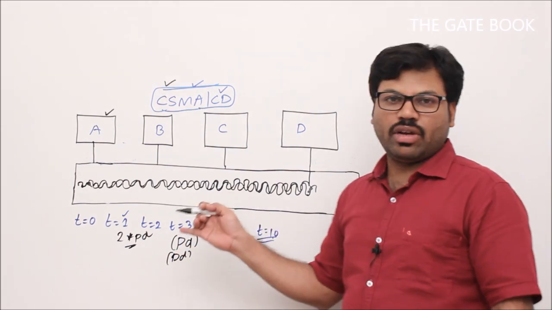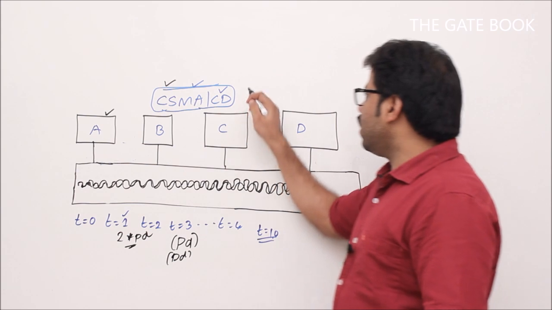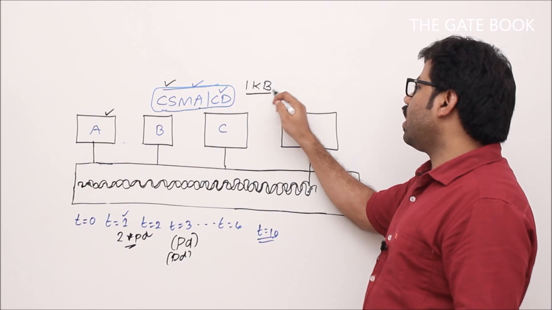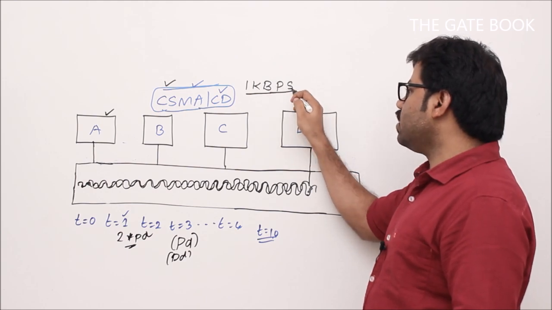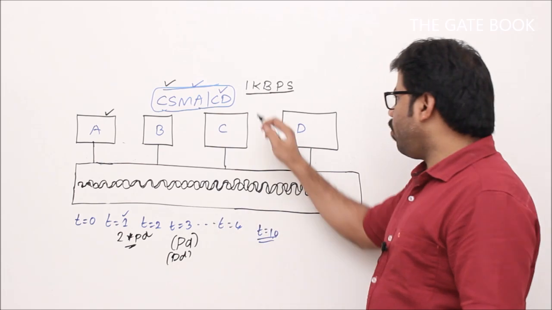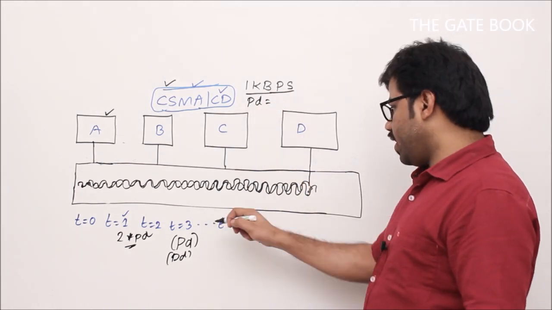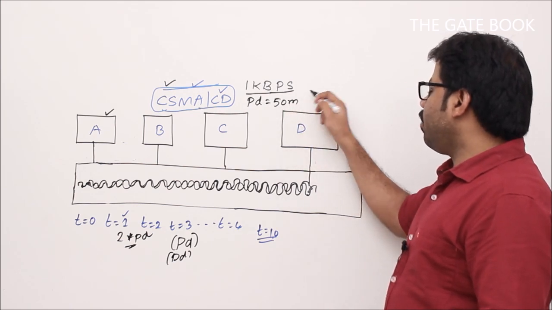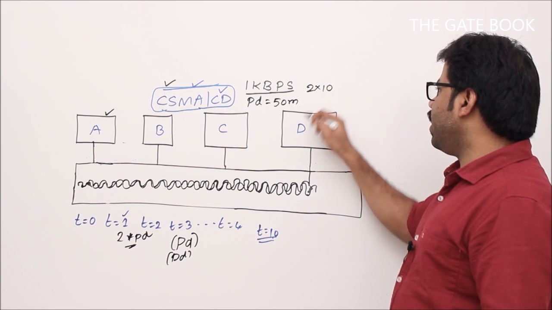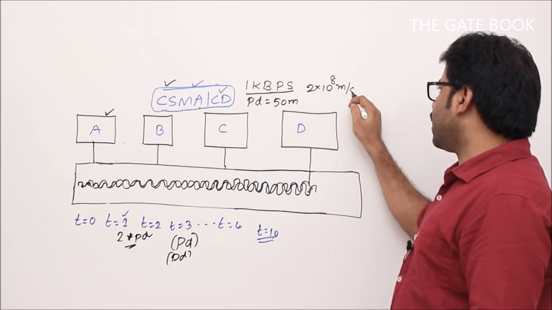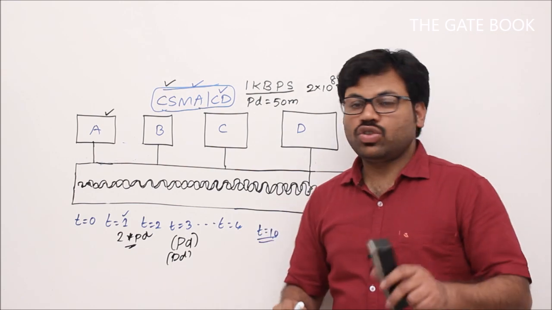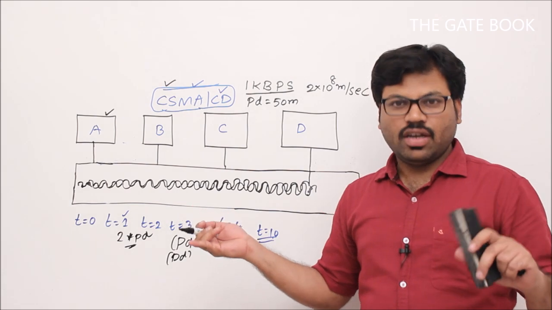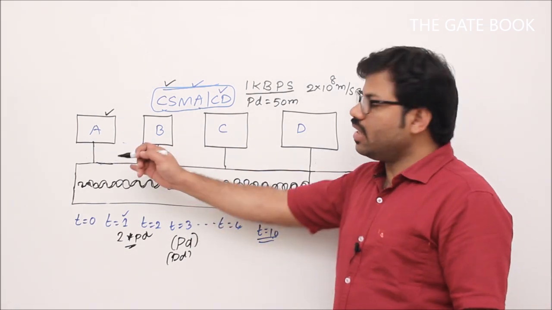Very simple. We'll see one numerical problem. Example, a small case: 1 kbps. This is the bandwidth of the channel, and the propagation delay is, let's say, very small. We take 50 meters. Now assume that the signal speed in this medium is 2 into 10 power 8 meters per second. Now my question is, what should be the message size? At least, I mean, the minimum size I'm asking. You can have a very big message, that's okay. But what should be the minimum size so that any station can detect?